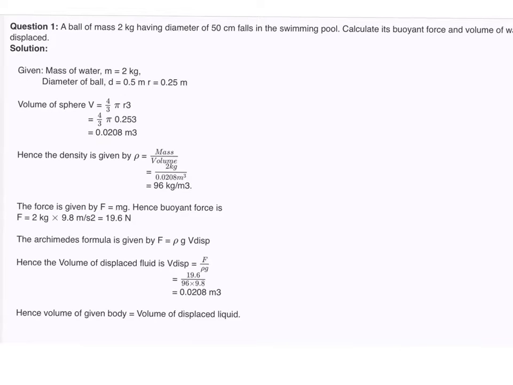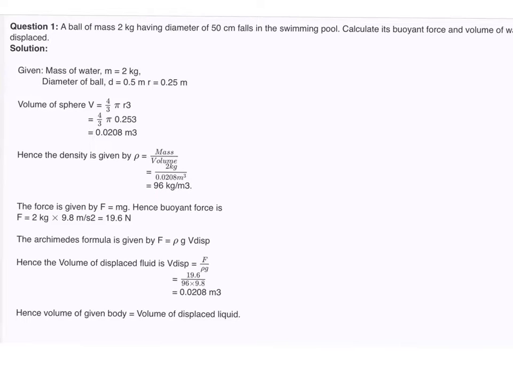Now, the density is given by mass divided by volume. So we have 2 kilograms divided by 0.0208 meters cubed, and so we would have a density of 96 kilograms per meter cubed.